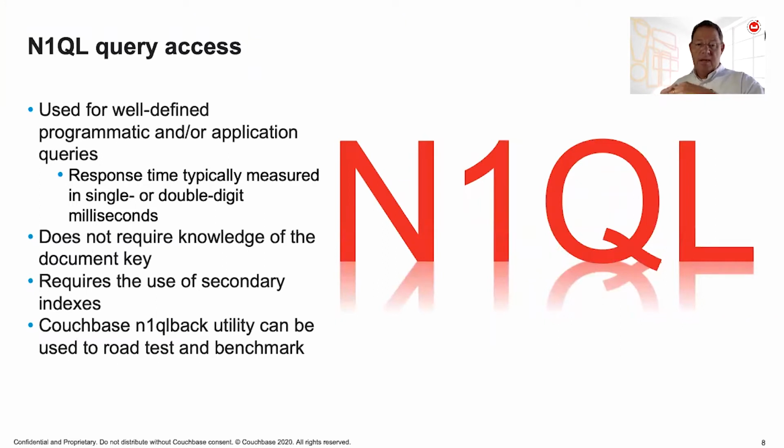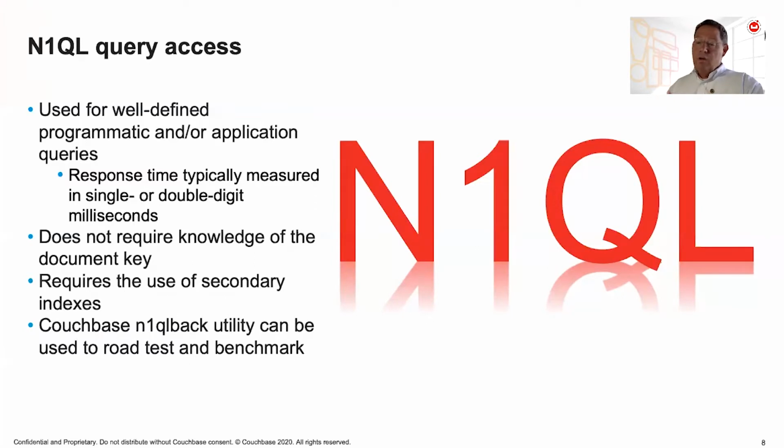Now, N1QL is, as you may know, Couchbase's superset of ANSI 92 SQL. So it's a standard SQL language that has evolved and has the linguistic elements that allow it to talk directly to JSON. You can write these SQL queries against your JSON data. You can get response times that come back in a few milliseconds, maybe 10, 20 milliseconds, typically single or double digit millisecond return time. You don't need to know the document key because you're going to set up a secondary index on the fields that you might want to query.